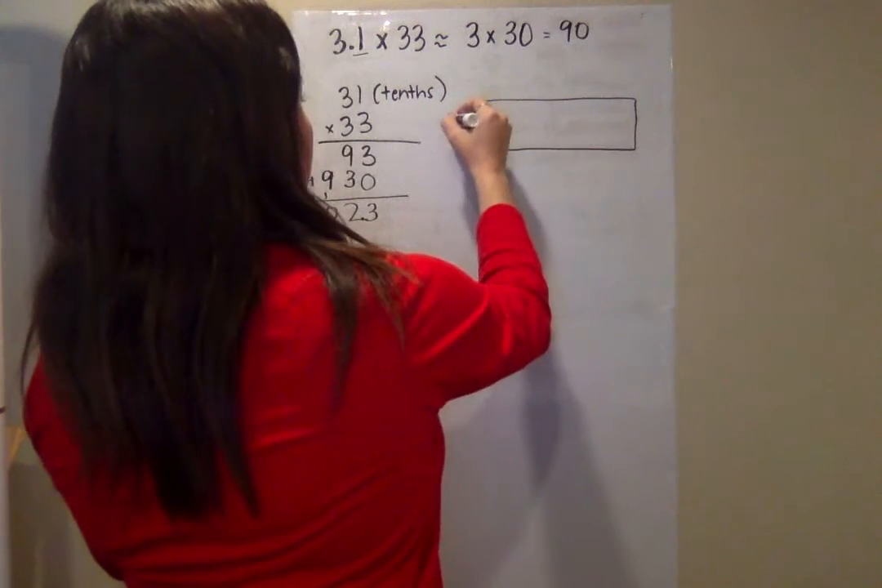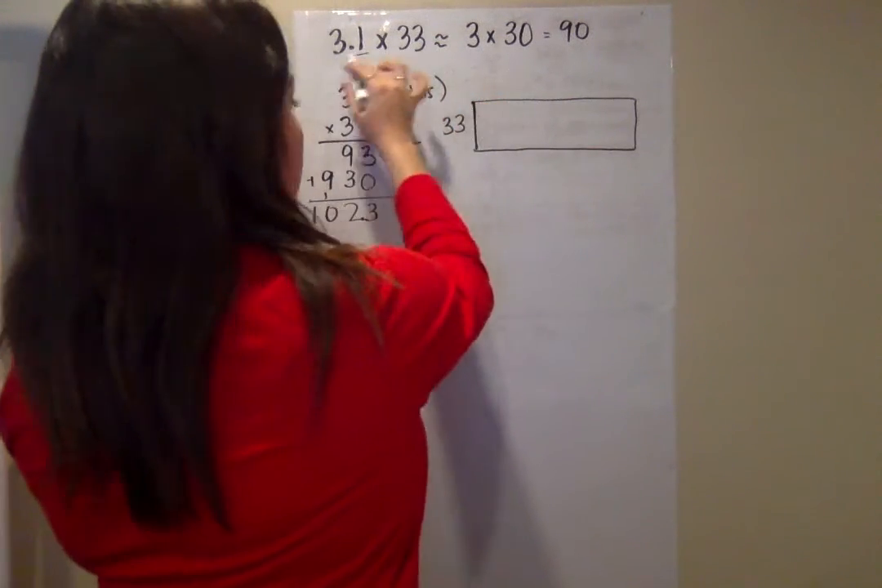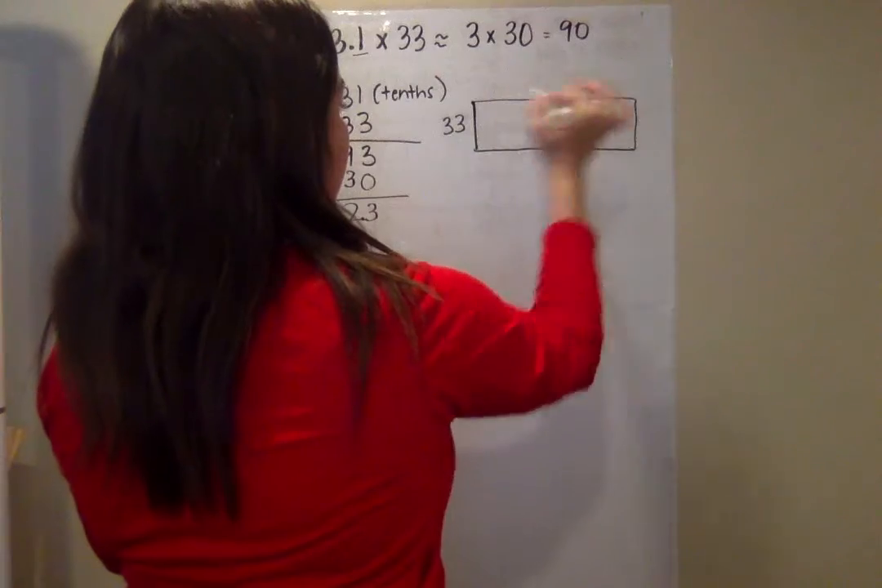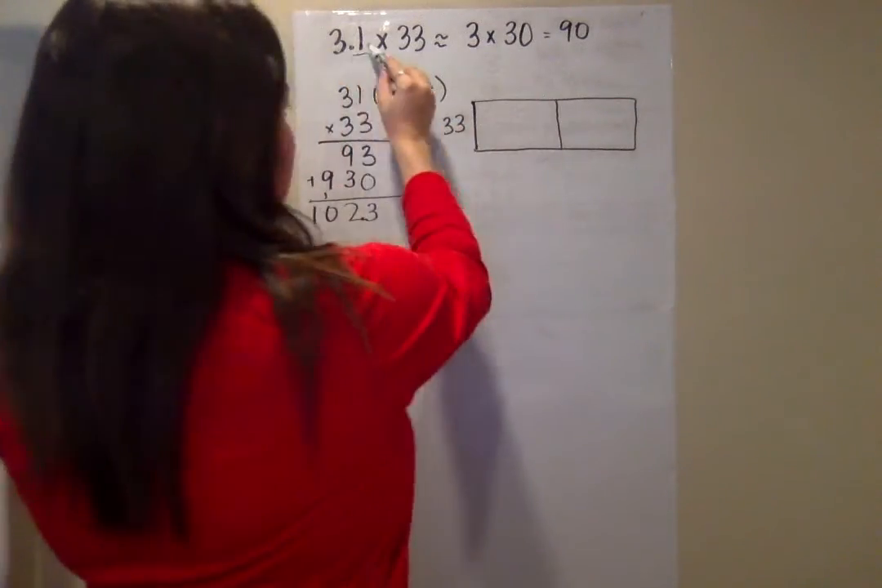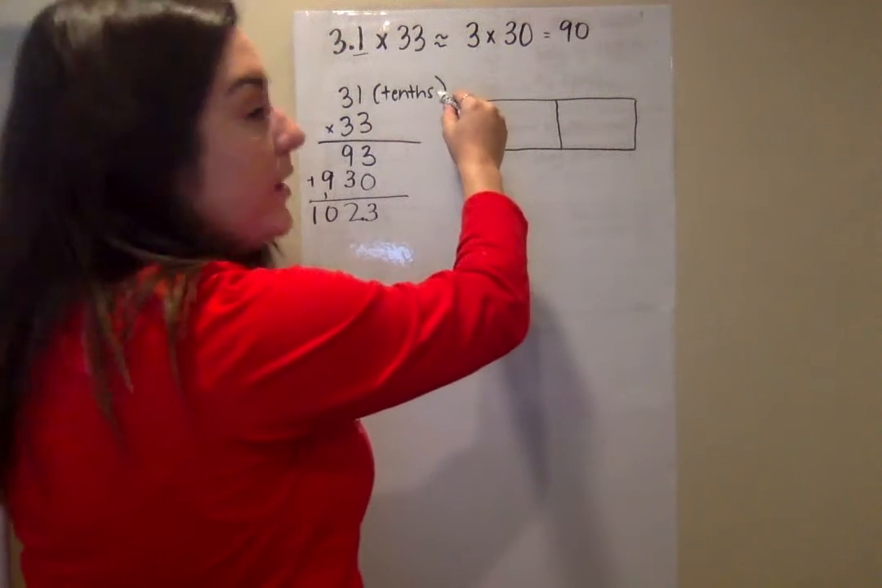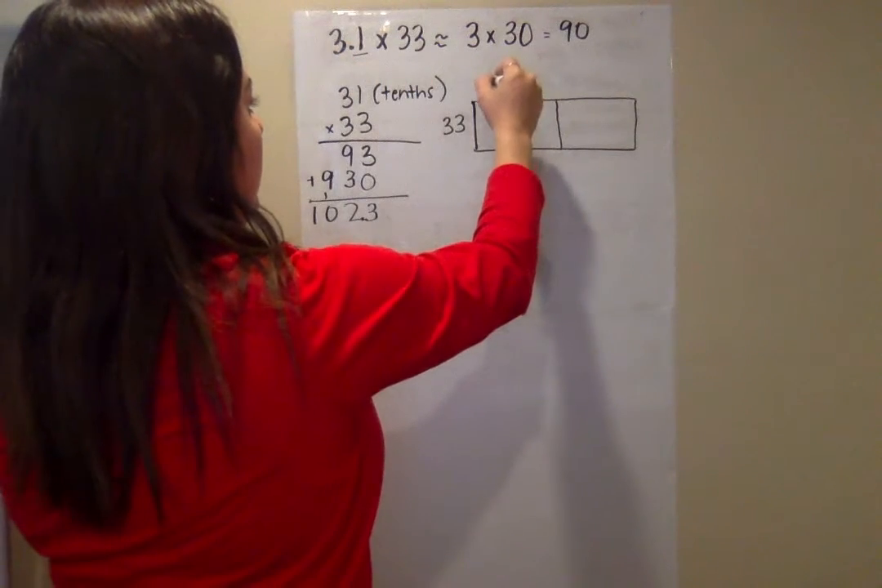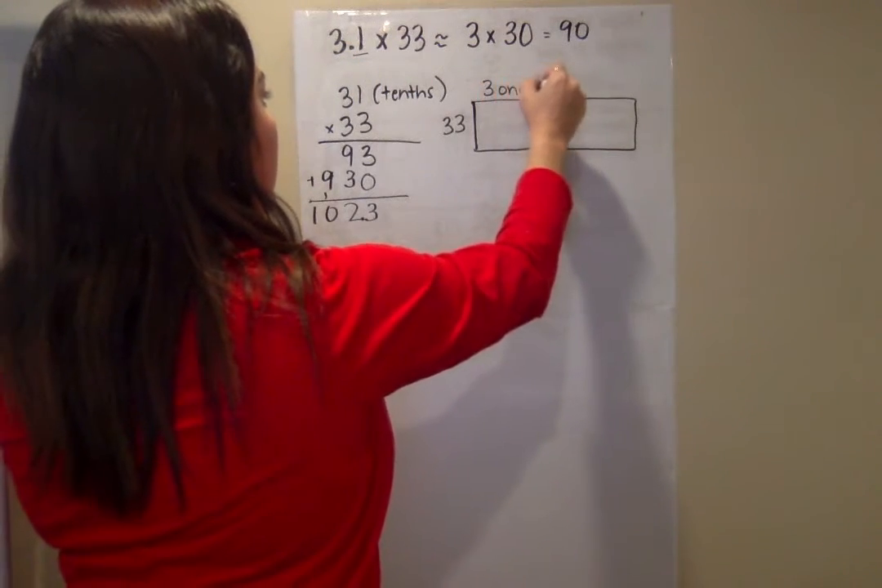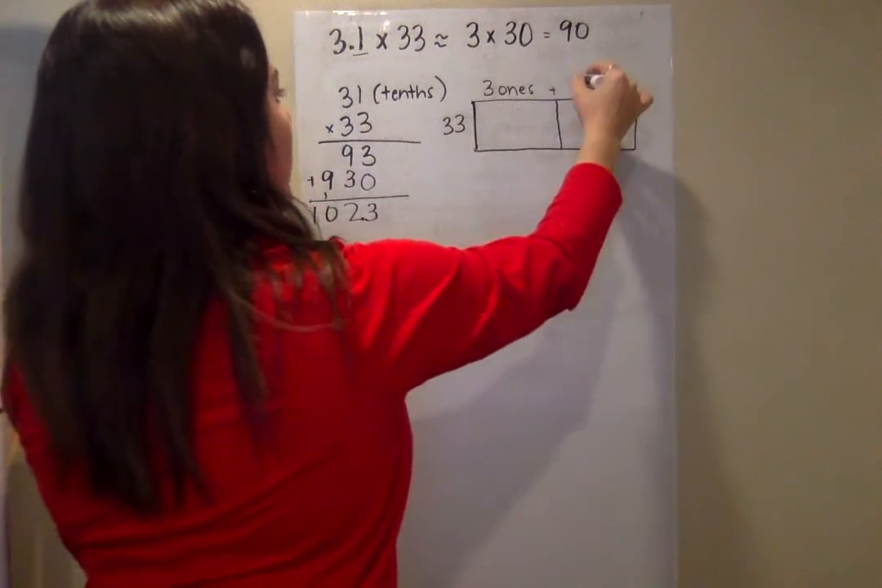Okay, I'm going to put my 33 on this side. I have 2 digits in my decimal, so I'm going to split this in half, and I'm going to write my decimal in unit form. Okay, so in unit form, I have 3 ones plus 1/10.